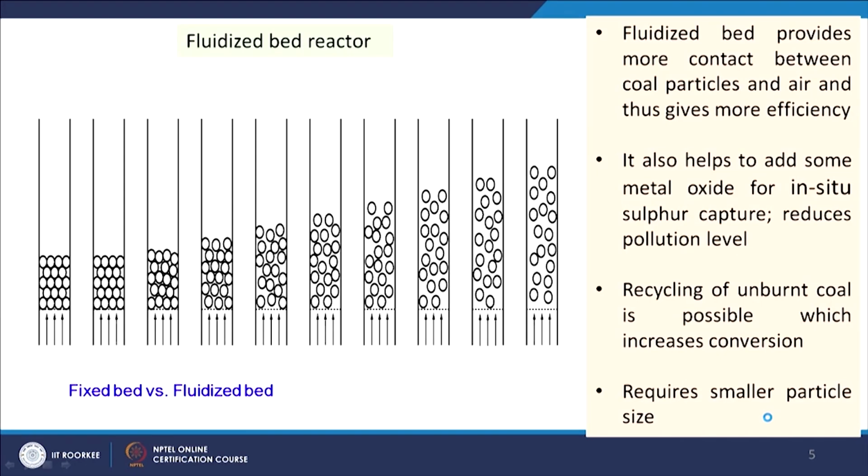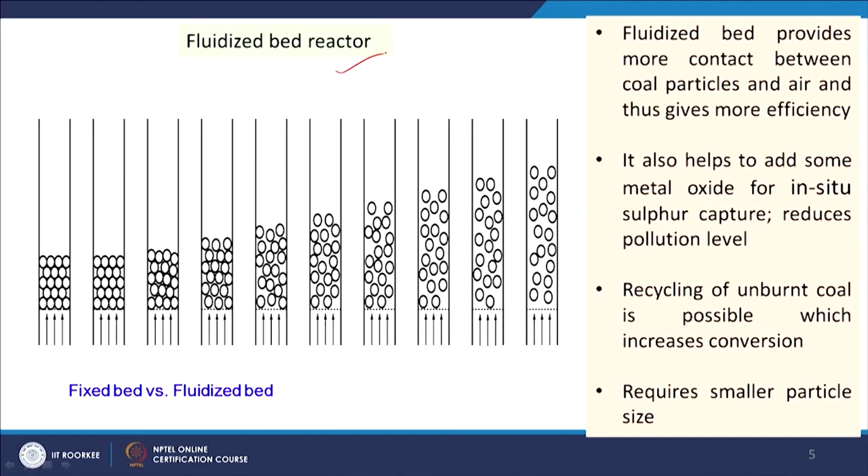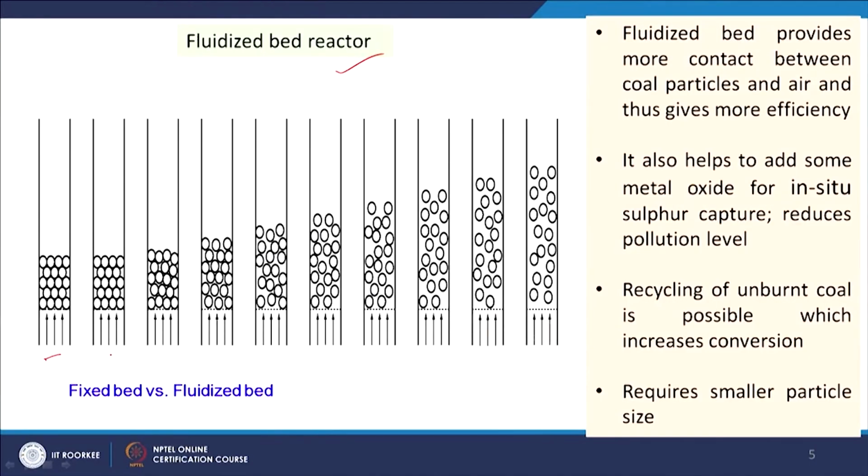Now, we are coming to the changes which we can have during the process. One is the fluidized bed reactor. If a fluidized bed reactor is used, then we get more possibilities of reactions. How? Because you see here it is a fixed bed and these are the fluidized bed. In the fixed bed the particles are very close, whereas in the fluidized bed the particles are separated. So, coal combustion is a solid and gas phase reaction.